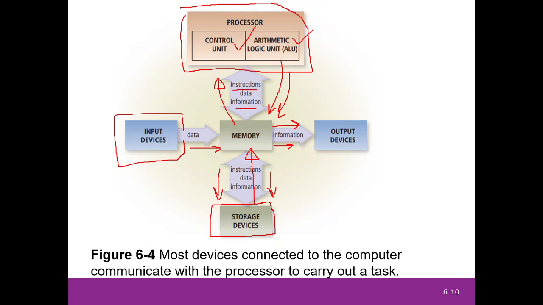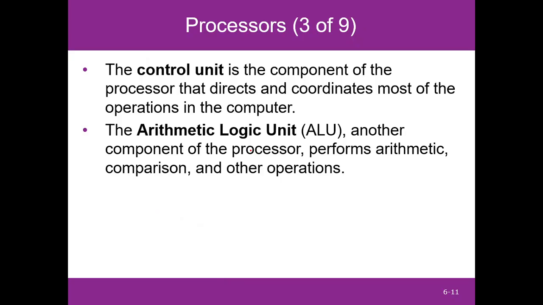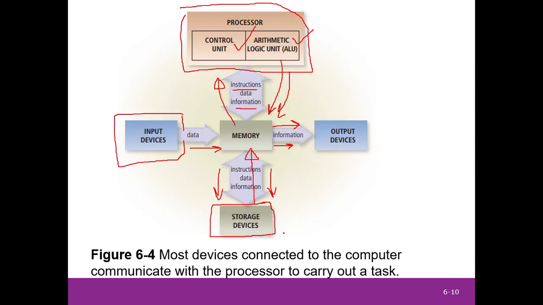So all this communication is going on inside a computer, and every task that needs to be carried out involves the microprocessor, and all these communications between different parts of the computer. So the control unit is the component of the processor that directs and coordinates most of the operations inside the computer. Most of the operations, all this traffic, this data flow, both inside the microprocessor and outside at the system level, is managed by the control unit. The control unit generates the necessary signals that enable this communication. So it basically controls the flow of this traffic.